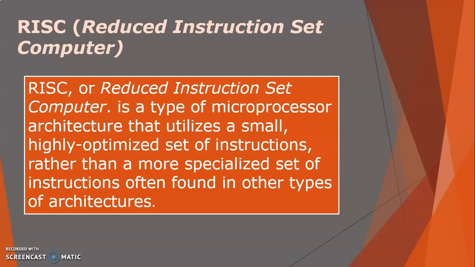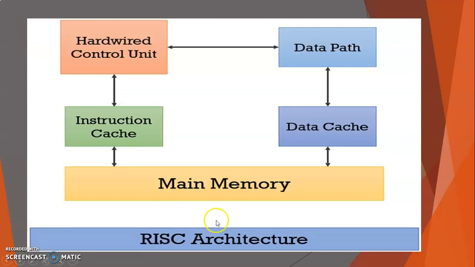The full form of RISC is Reduced Instruction Set Computer. So we reduce a lot of the set of instructions and define a new one. So this is the RISC architecture. We have a hardware control unit, instruction cache, data path, data cache, and main memory. These are the components of the RISC architecture. The instruction cache stores the instructions, the data path handles source and destination, the data cache stores the data, and the main memory stores all the data. That is the RISC architecture.